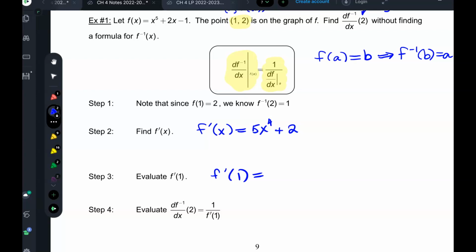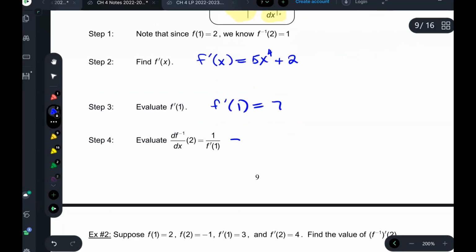Now, why are we plugging in 1? Because the x value is 1. That's what we want to evaluate it at. The 2 is the y value of the original, and we want to evaluate the derivative at the x value. So that's just going to be 7. And then we just want to put 1 over 7.